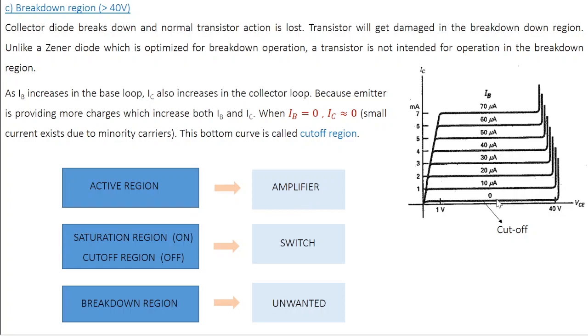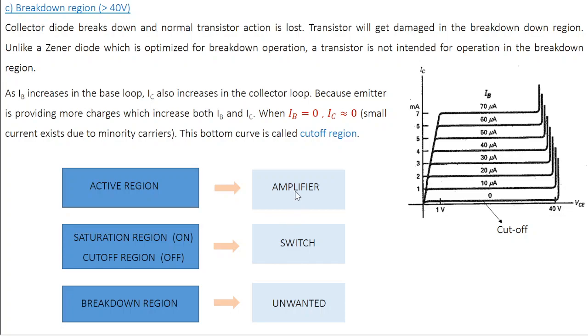Now if you look at the saturation region and cutoff region, at cutoff there is no current and at saturation you have some current, right? So if you operate between these two, you are basically switching between an on position and an off position. In cutoff there is no current, this is like the off position of a switch. In saturation you have some current, this is the on position of a switch. So if you operate a transistor between these two states, you can make it work like a switch.